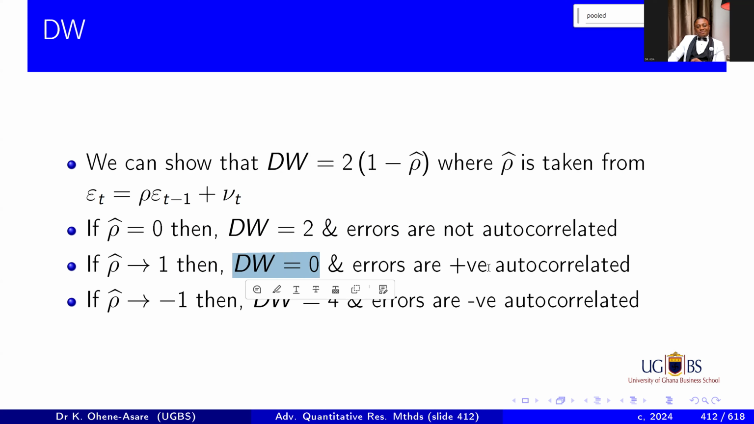I'll show you a chart and you see this. If the rho is -1, then you have 1 minus minus 1, which is 1 plus 1, which is 2. So you have 2 times 2, which means the Durbin-Watson will be 4. And when it is 4, you have a negative autocorrelation. So the autocorrelation can be positive or negative, and either one of them is not good. You want to know autocorrelation.